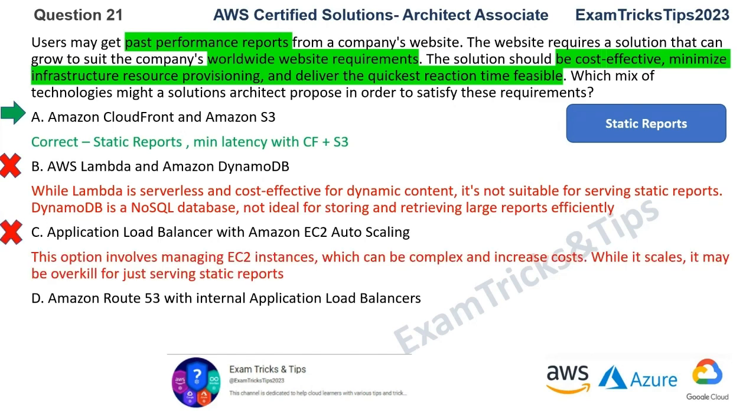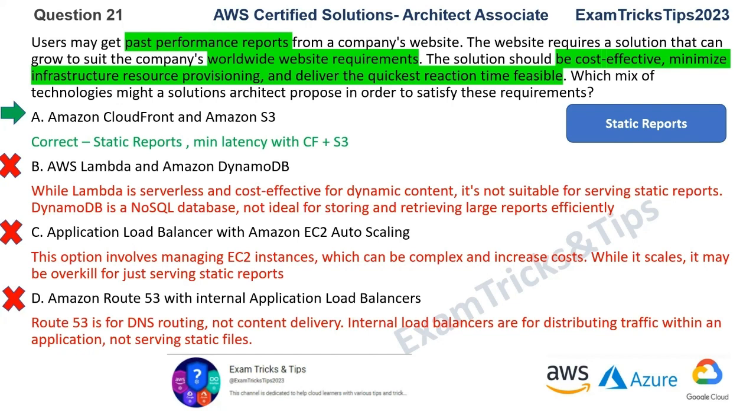Option D, it says, let's use Amazon Route 53 with an internal application load balancer. Now, Route 53 is fine. That's for DNS routing. That's nothing to do with content delivery or speeding up the access or minimizing the latency. And load balancers, again, are for distributing traffic. Again, it's not going to help with the performance for serving static files globally. So Route 53 will be used, as you've seen in the case of WordPress, but it's not to solve the problem. That's just for DNS routing.